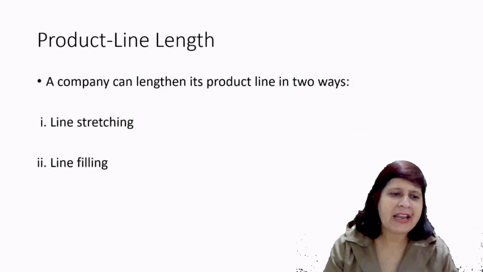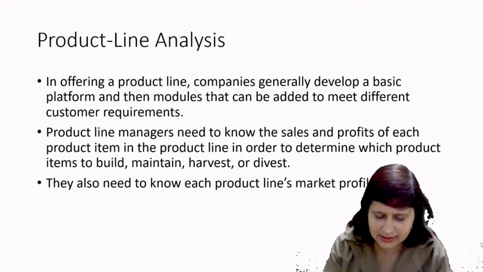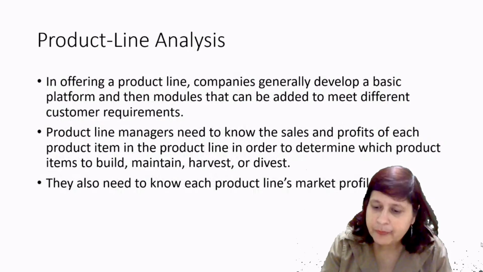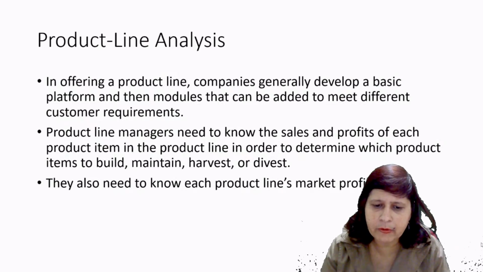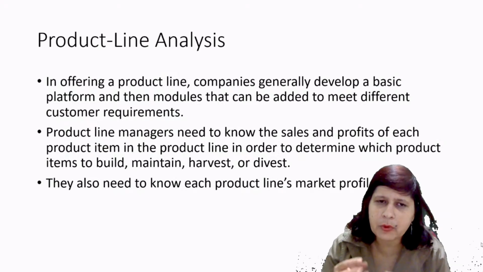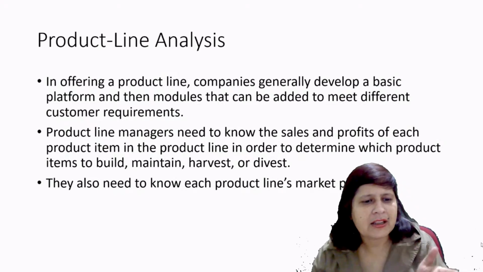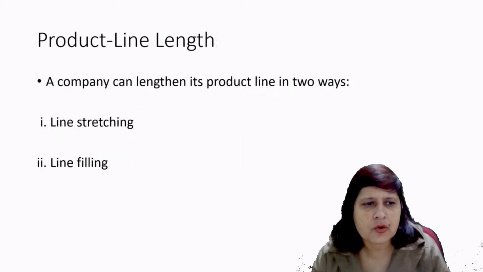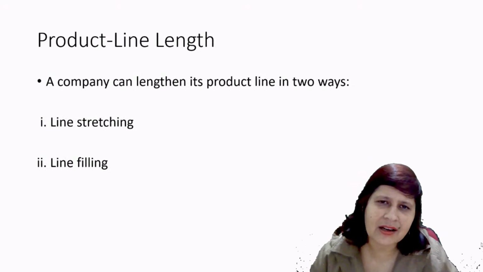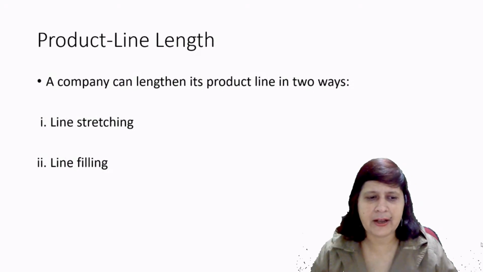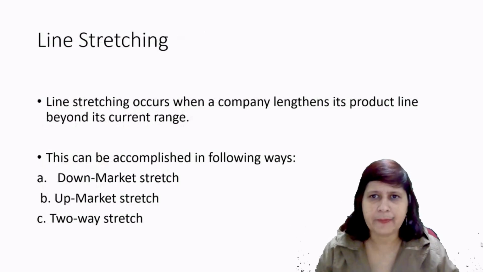So product line analysis is how many products we are offering and how each product is performing, and what to do with that product, whether to build the product, to maintain it, to harvest it, or to divest it, so that they can meet the different needs of the consumer. So product line length: the company can lengthen its product line in two ways, that is line stretching and line filling.